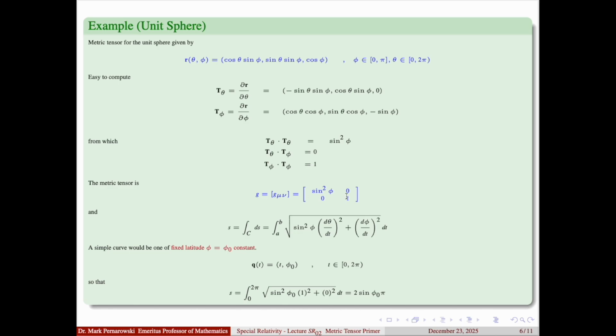Once I have that metric tensor, any curve on that sphere can be computed if all I know is what d theta dt and d phi dt are. And one little example here is, well, what if I have a fixed latitude, and I take the length of a fixed latitude curve, you get a formula for that fixed latitude length.